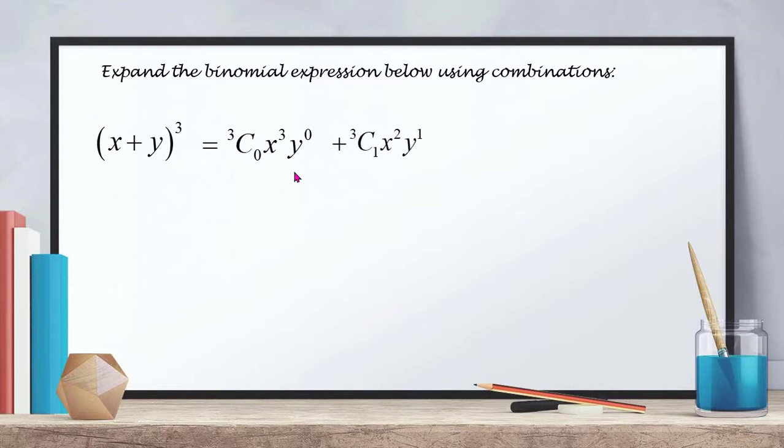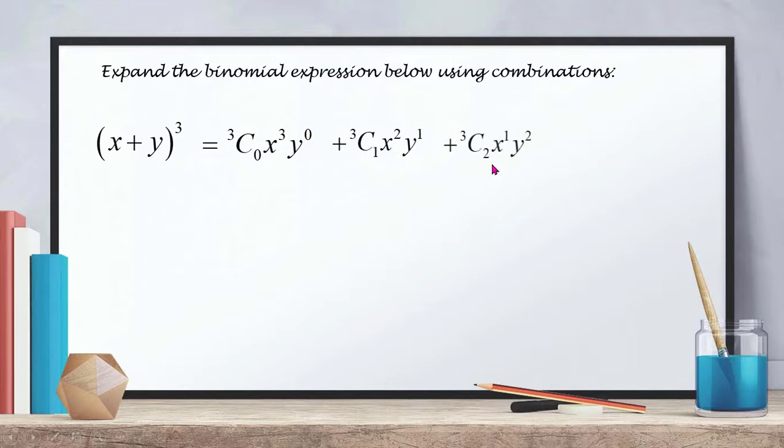The second term will have 3 combination 1, so we're counting from 0 to 1, and then the power on x will start reducing by 1, so 3 minus 1 is 2, and the power on y will be increasing by 1, so 0 plus 1 is equal to 1.